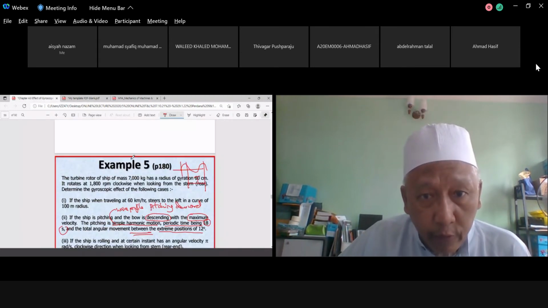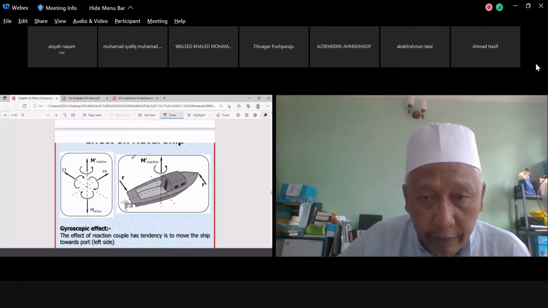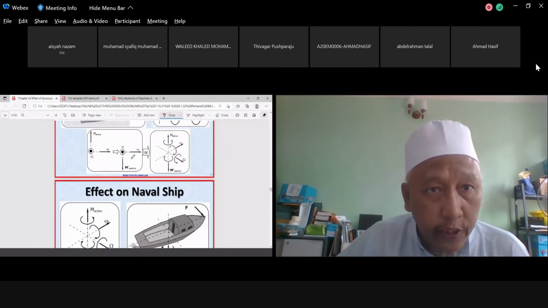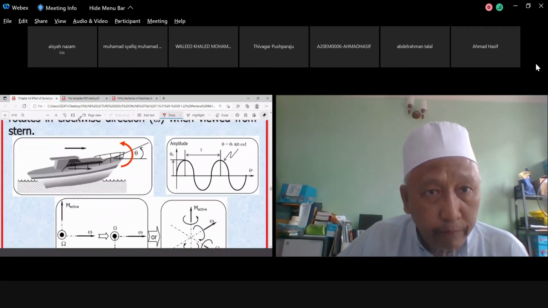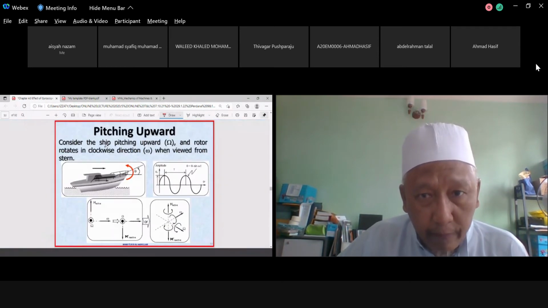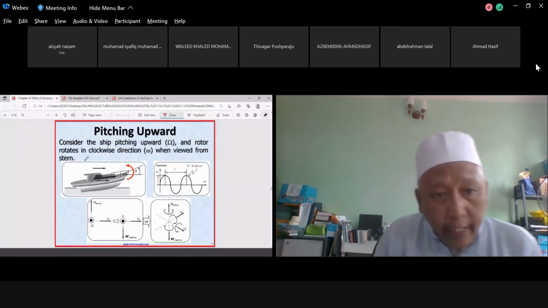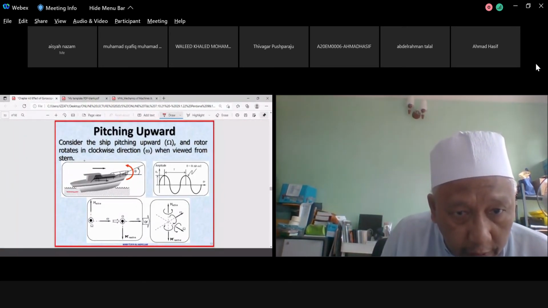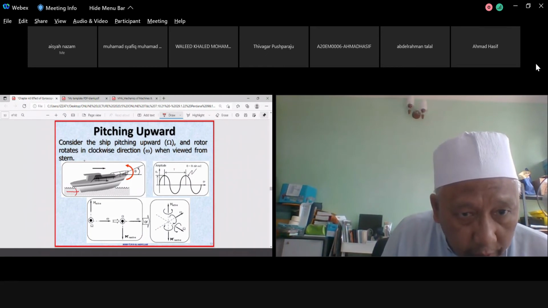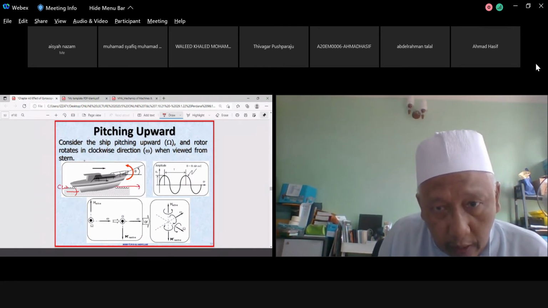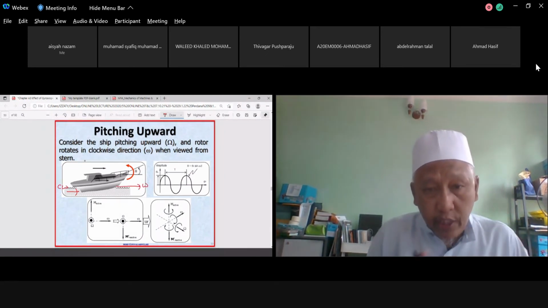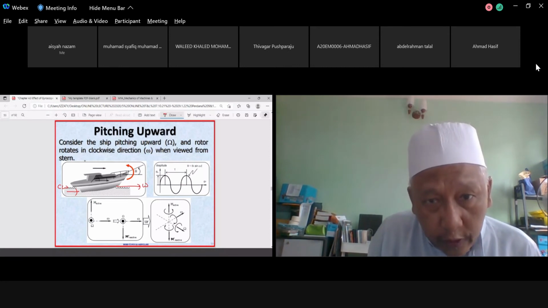Okay, I'm going to do this one, the effect on shape. Pitching up. You're still viewing from one end. This one is your clockwise just now, you will have the omega. Correct. Now pitching up simply means that the bow is now pointing upward.